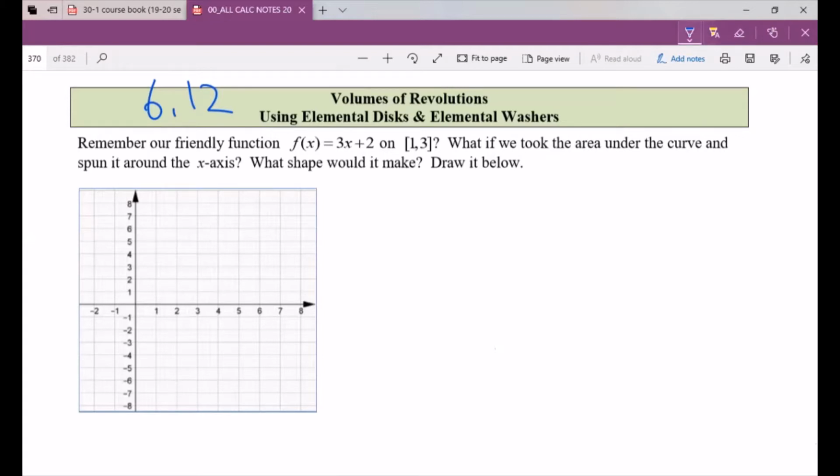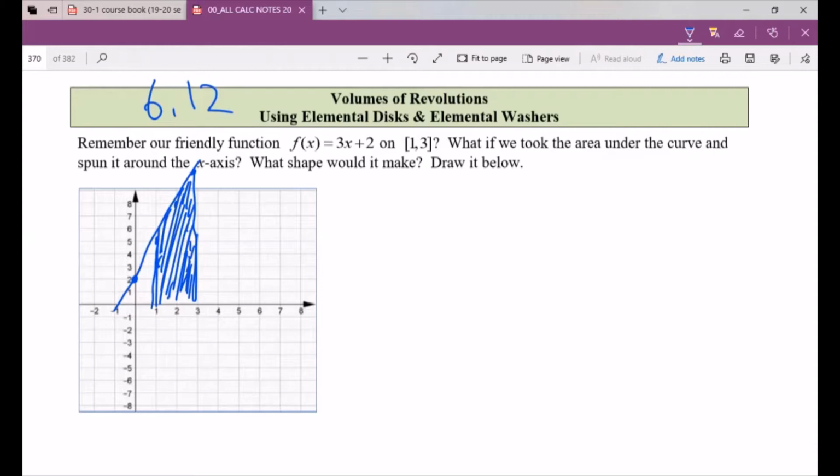We're just going to start with this function, y is equal to 3x plus 2. And we're going to draw it in this grid. It's maybe going to go a little bit beyond this grid, and this just ends up being a straight line function. If we take our area under the curve between 1 and 3, and we integrate f of x, that will give us that area.